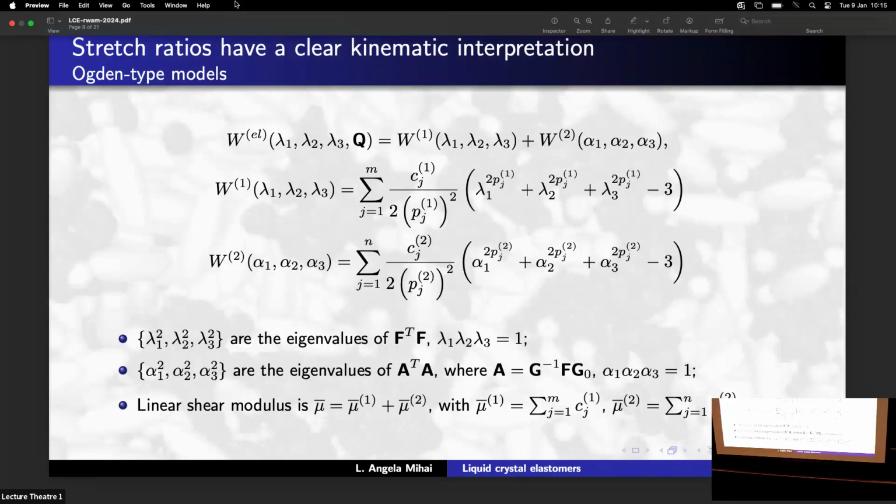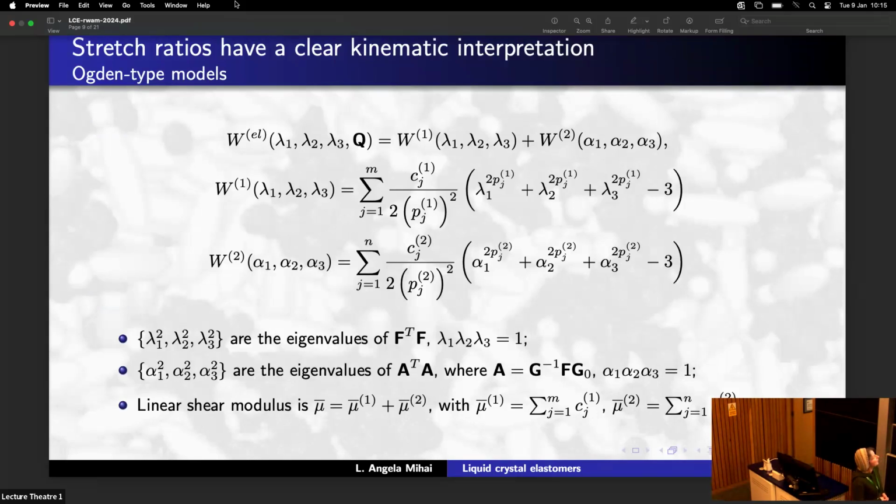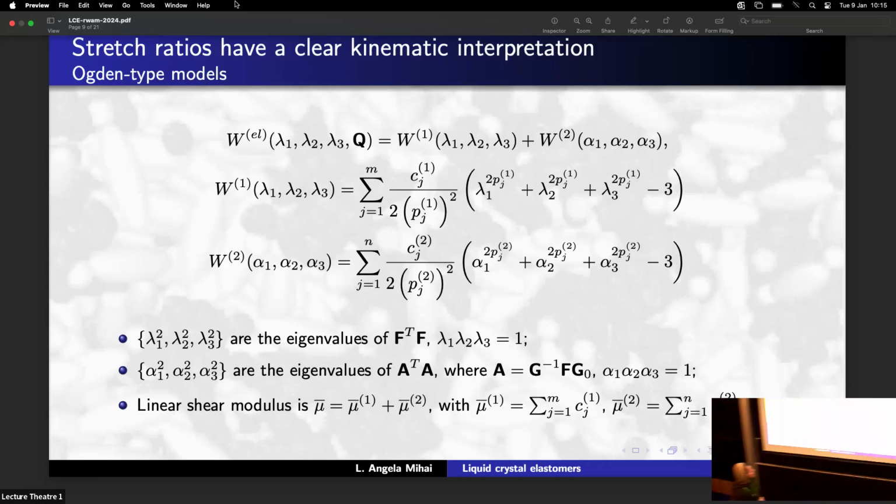One very simple example is if we express the elastic part of the strain energy function in terms of the stretch ratios. So this would be the principal ratio between the deformed state and the reference state in the principal directions of the deformation. So we'll have lambda 1, lambda 2, lambda 3 for the macroscopic deformation gradient F, and alpha 1, alpha 2, alpha 3 for the purely elastic part. So this is the notation.